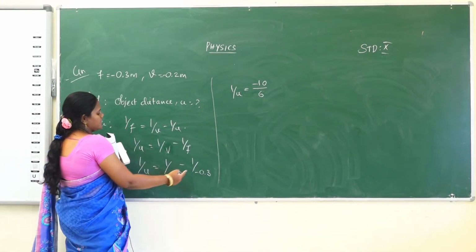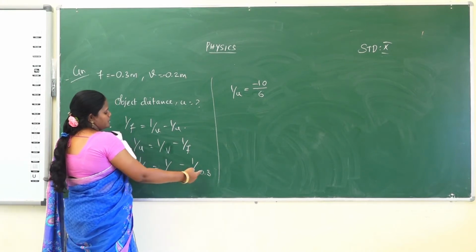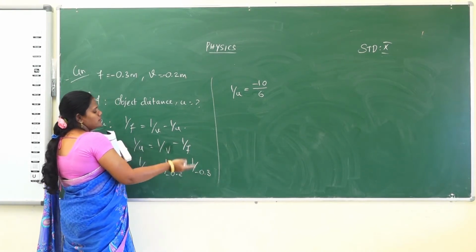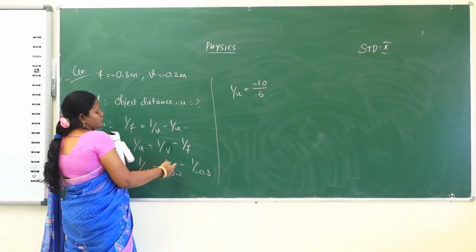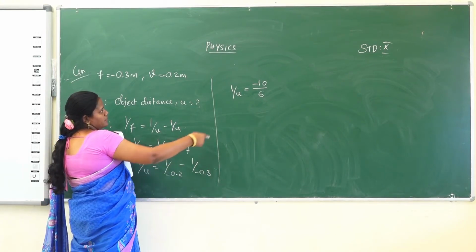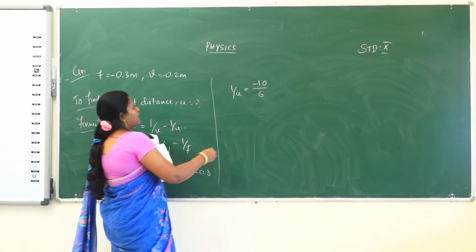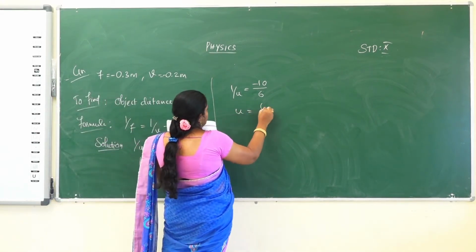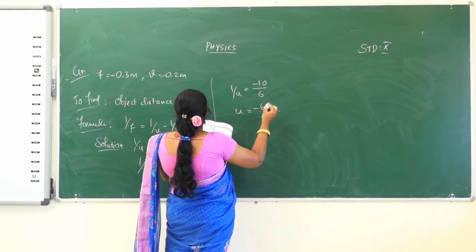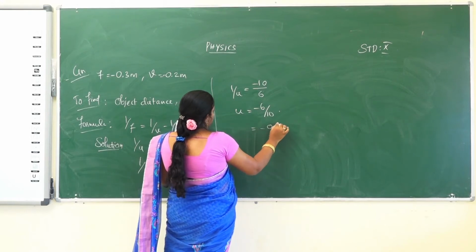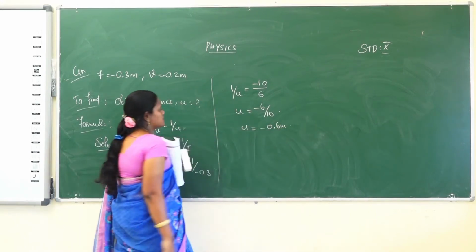So take it in the LCM, that is 0.2 and 0.3, it will be taken as 6, and then put the numerator values, and we get 1 by u is equal to minus 10 by 6. And u only you want, so it is minus 6 by 10, that is 0.6 meter. That is the object distance.